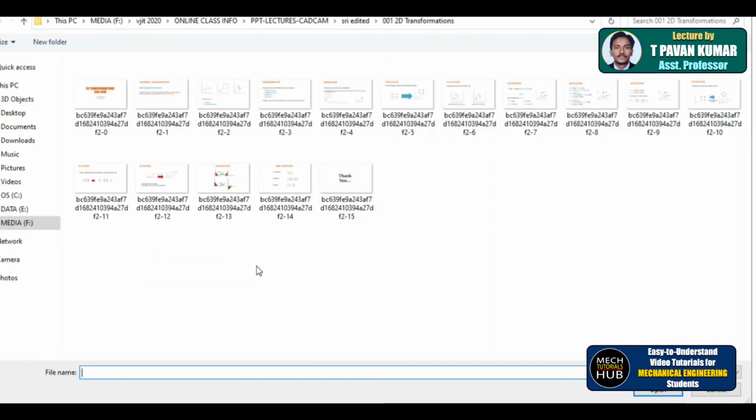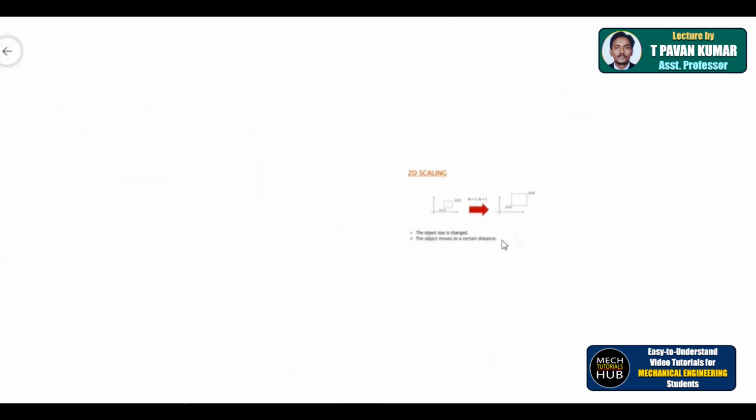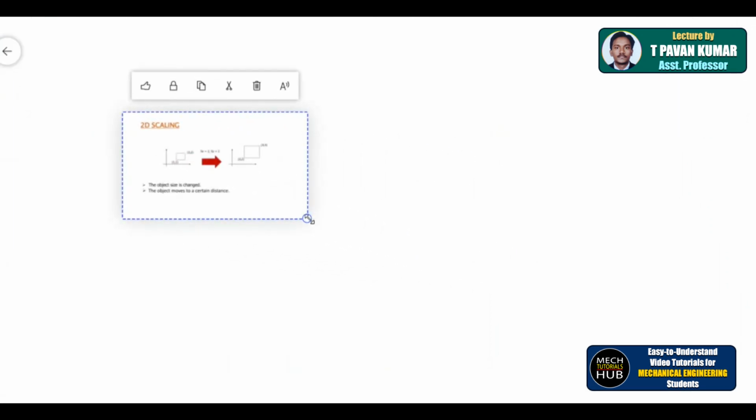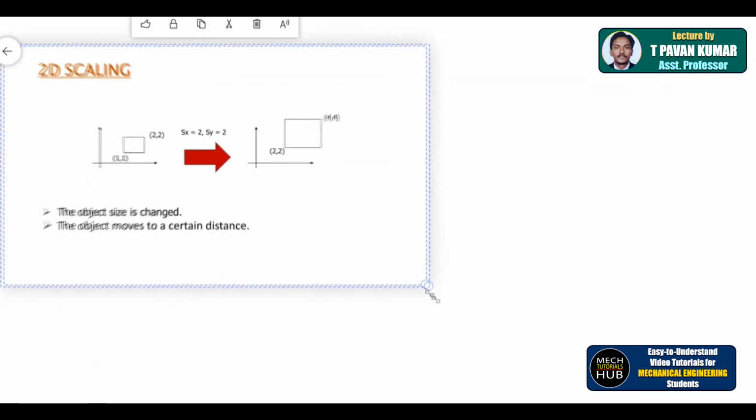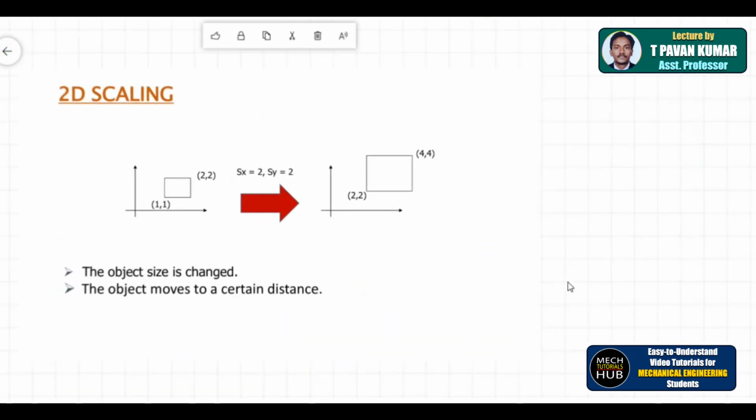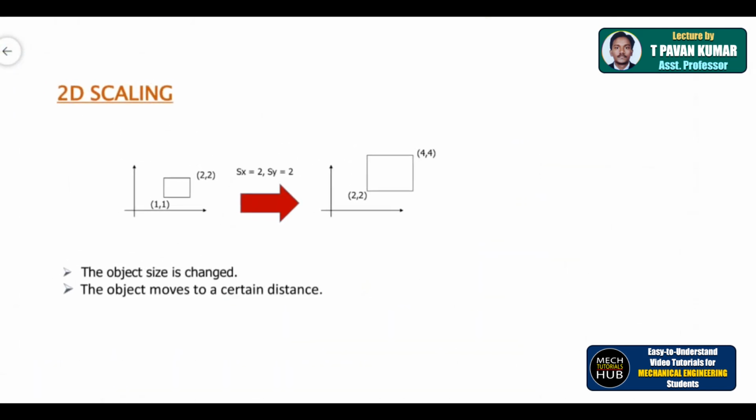Here I'm going to take a new slide now with better explanation of scaling and all. Just have a look. Here you could see 2D scaling. I'll just try to make it a bit bigger so that you have clarity. Now you could see a simple square is given: 1 comma 1, 2 comma 2. Here Sx 2 units is given, Sy 2 units is given.